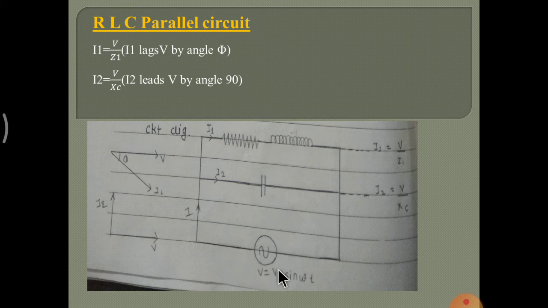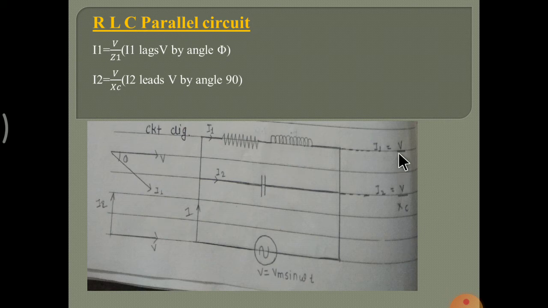This is the supply voltage, V is equal to Vm sin omega t. The current through this supply voltage is the total current I. This I is divided into two branches: current I2, which flows through the capacitor, and current I1, which flows through the resistor and inductor. This is the combination of resistor and inductor, whose impedance is Z. So I1 is equal to V upon Z1 and I2 is equal to V upon XC, where XC is the capacitive reactance.